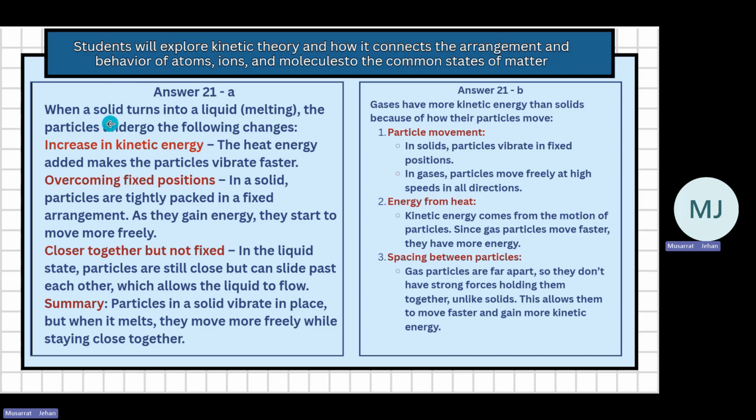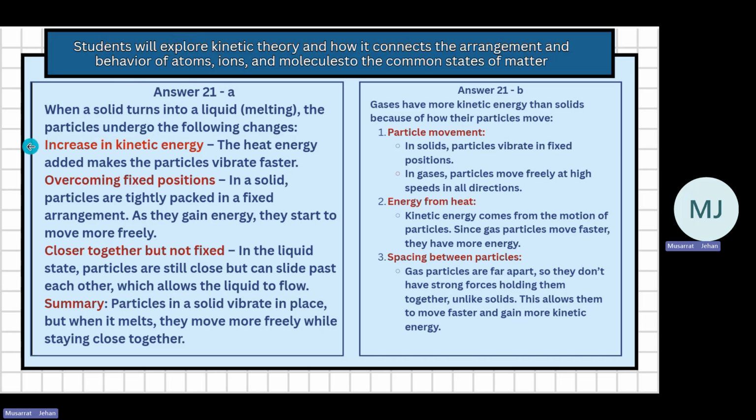When we heat it, the particles get some energy. The kinetic energy increases, and because of that, they move from their fixed positions. In a solid, they have fixed positions, so they overcome these fixed positions. They are close to each other, not very far. In a liquid, they are very close, but they don't have fixed positions. They're moving a little. So we can explain this by these points.